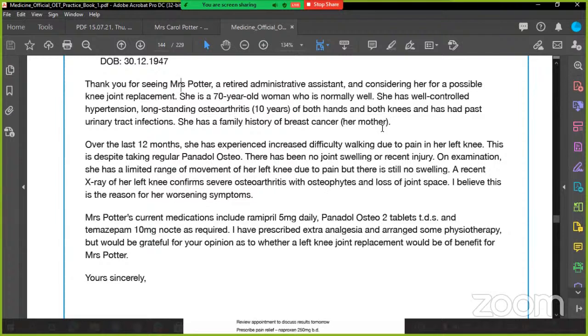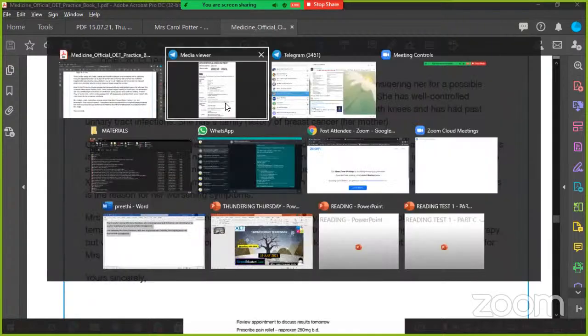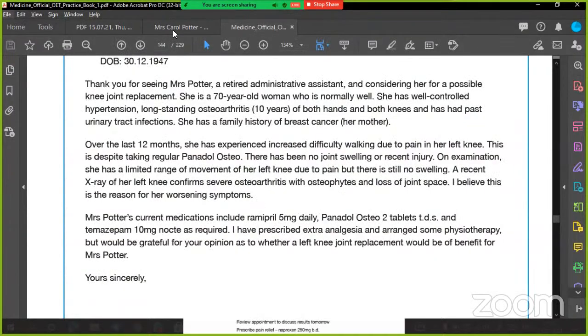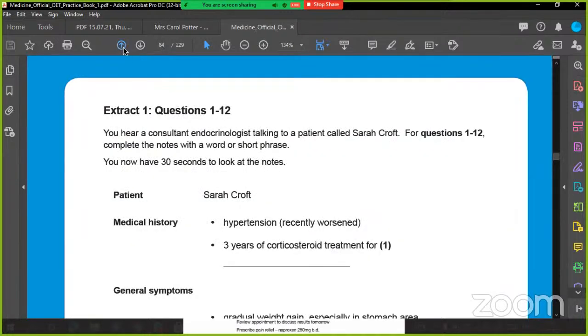She has well controlled hypertension. Thank you for seeing and considering her for a possible knee joint replacement. Okay, I'll give you another example which you have written earlier. So that is better.